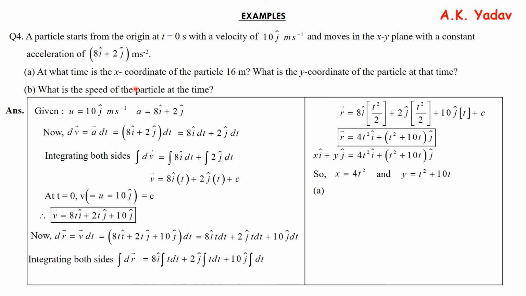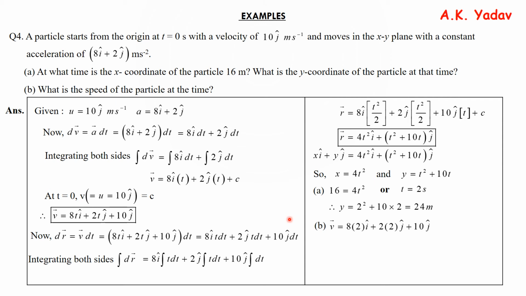Now in the first part, what was the question? At what time is the x coordinate of the particle 16 meter? That means x equals 16. So 16 equals 4t square, which gives t equals 2 seconds. What is the y coordinate? So we will put the value of t equals 2 seconds in the y equation. So we get 24 meters.